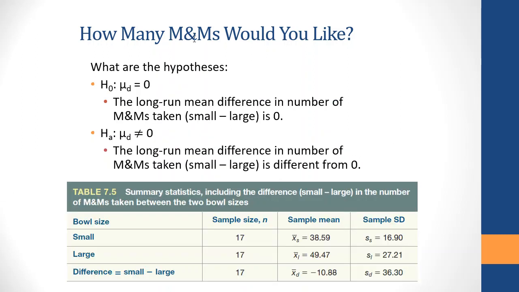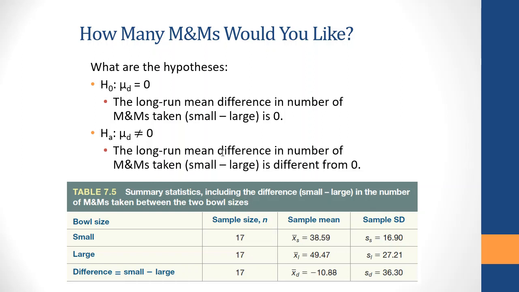Okay, so if we take a look at the hypotheses for our setup, our null hypothesis is that the average of the differences is 0, or the long run mean difference in number of M&Ms taken is 0, and they did small minus large, so small bowl minus large bowl. And then the alternative is that the difference is not 0. The long run average of the differences in number of M&Ms taken, small minus large, is different from 0.